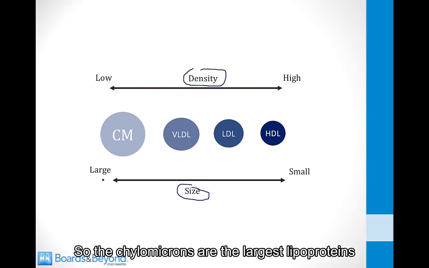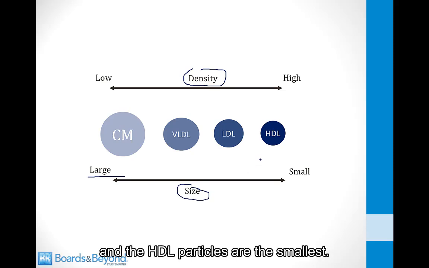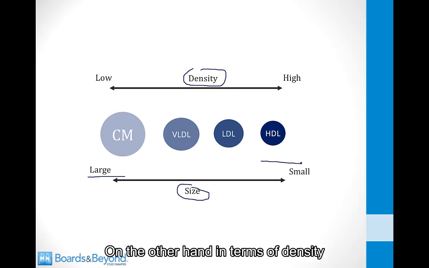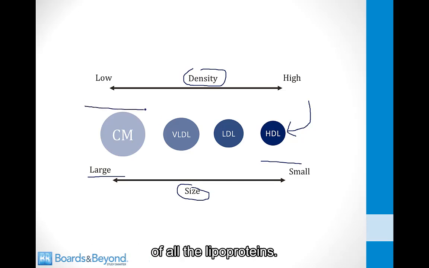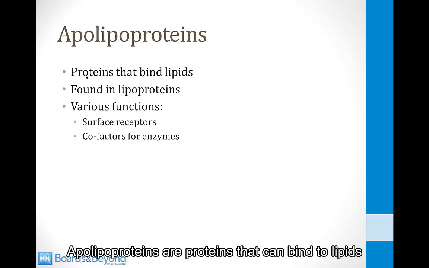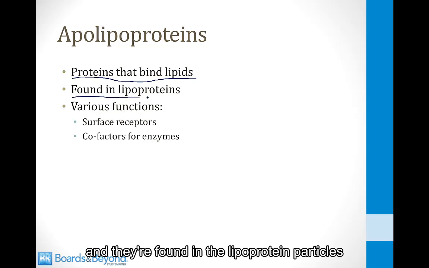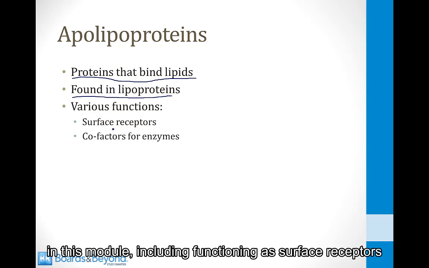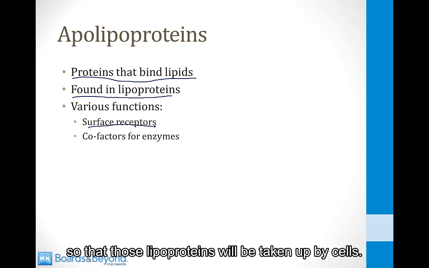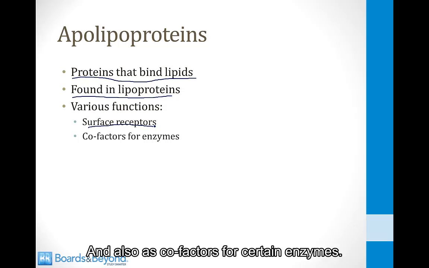The different types of lipoproteins vary in both their size and their density. So the chylomicrons are the largest lipoproteins and the HDL particles are the smallest. On the other hand, in terms of density, the HDL particles are the most dense. That's why they're called high-density lipoproteins. And chylomicrons are the least dense of all the lipoproteins. Apolipoproteins are proteins that can bind to lipids, and they're found in the lipoprotein particles, and they serve various functions that we'll talk about in this module, including functioning as surface receptors so that those lipoproteins will be taken up by cells, and also as cofactors for certain enzymes.